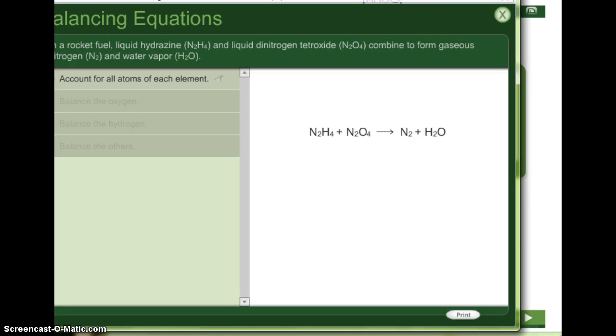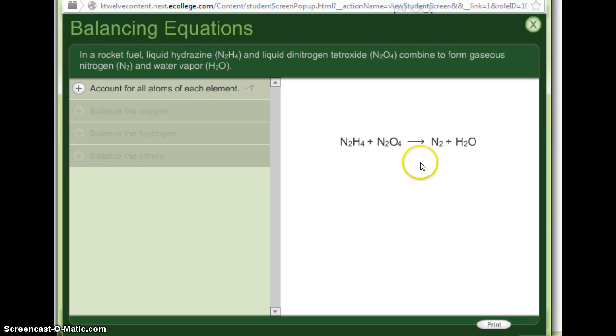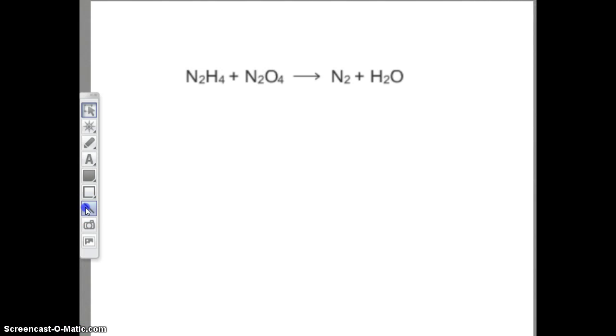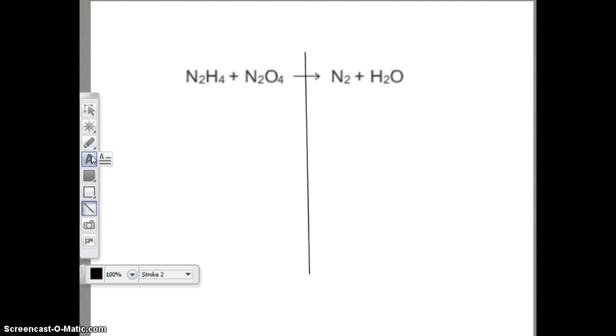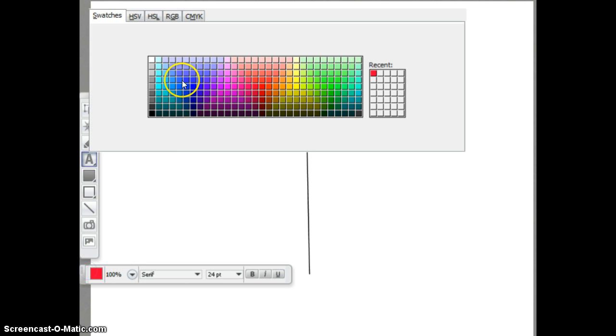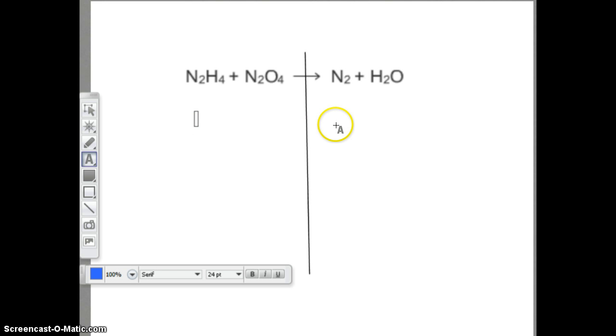All right, so balancing some equations. So you have your story problem here. In a rocket fuel, liquid hydrazine, which is N2H4, and liquid dinitrogen tetroxide, N2O4, combine to form gaseous nitrogen, N2, and water vapor. All right, so start by writing down your equation on a piece of paper, and then you want to go through and list all the elements. It really doesn't matter what order you list them in.